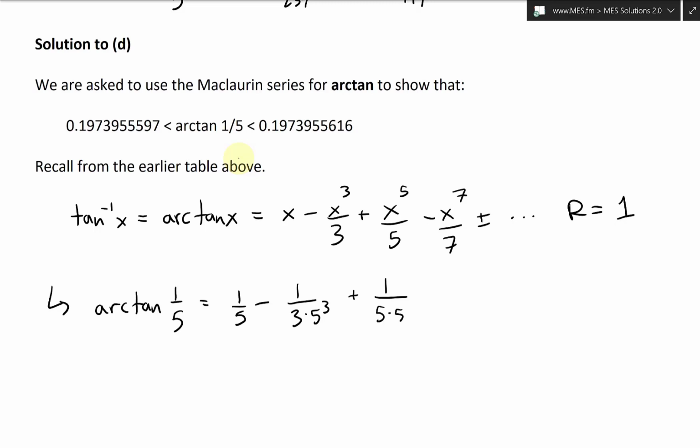1/5 times 5 to the power 5, because this is 1/5 to the power 5. The next one is going to be 1/7, so let's put a 7 there, times 5 to the 7. And then it keeps going on and on, plus, minus, and so on.